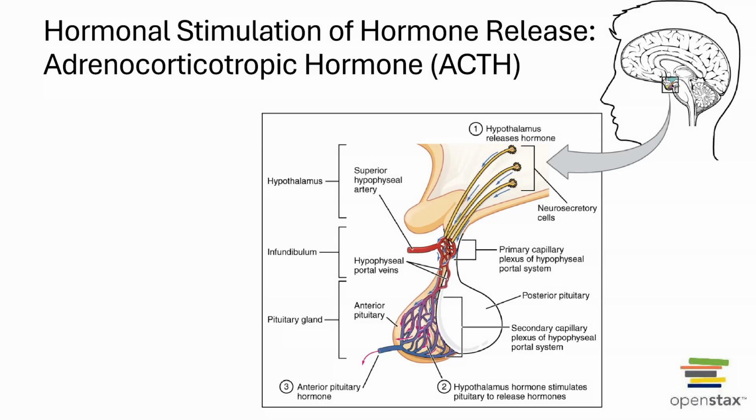Finally, we have hormone release in response to hormonal stimulation. This occurs when one hormone binds to receptors of target cells within an endocrine gland to regulate release of another hormone. The hypothalamus produces hormones known as releasing hormones. These releasing hormones bind to receptors on anterior pituitary cells. This stimulates the anterior pituitary to secrete other hormones.